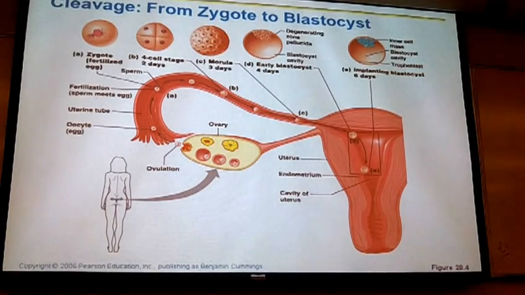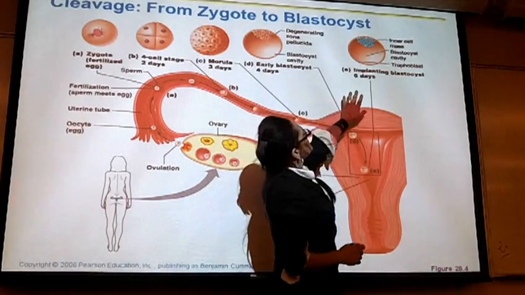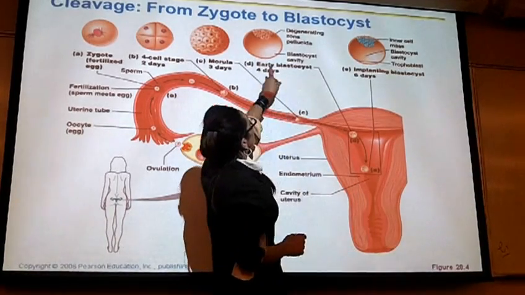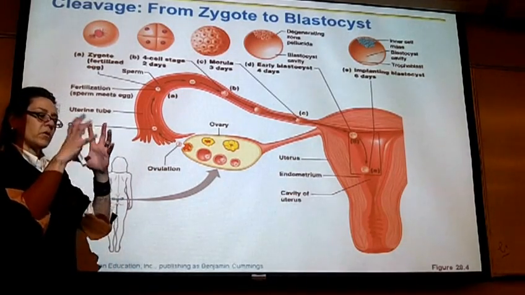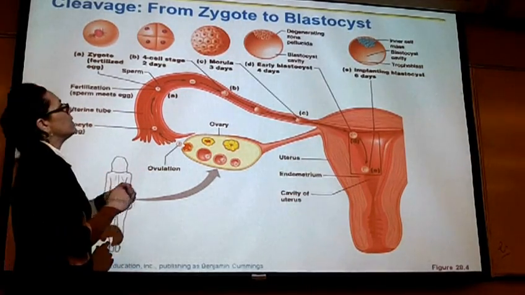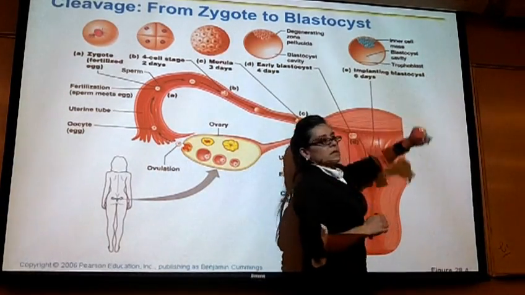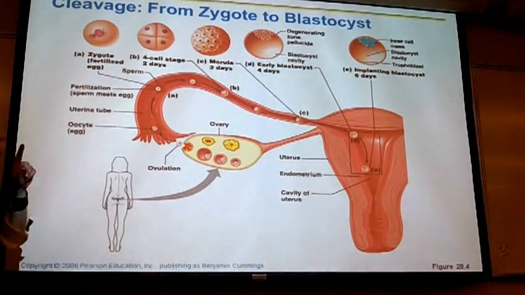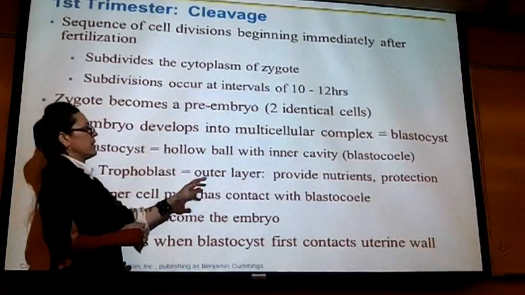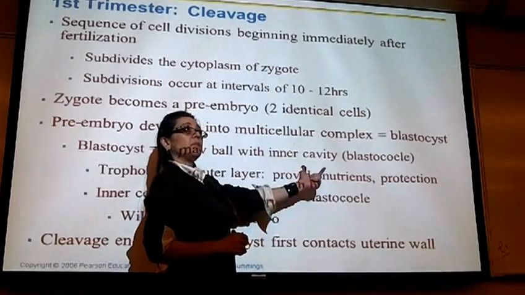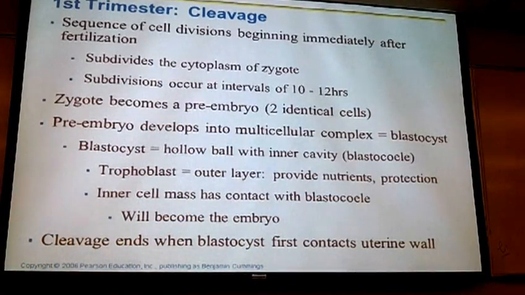Now, when we look at this blastocyst, this would be an early blastocyst, and this is a slightly later blastocyst. Again, it's a hollow ball, made up of cells that have come together, and the outer part of that ball is called the trophoblast. It's just a layer of cells on the outermost part of that ball, and it's the trophoblast that is providing nutrients and protection to the group of cells inside of that hollow ball.